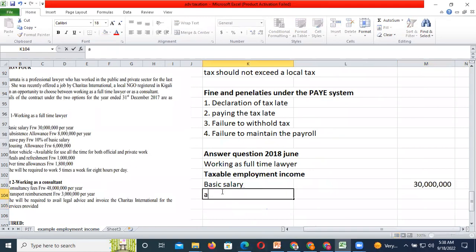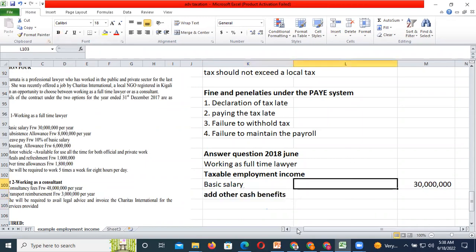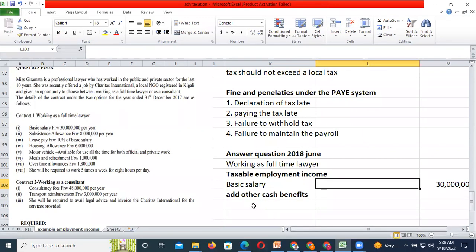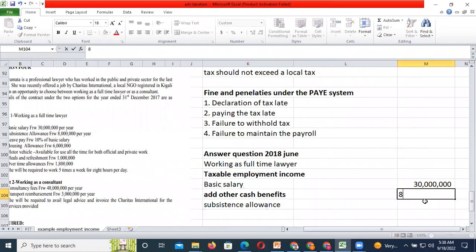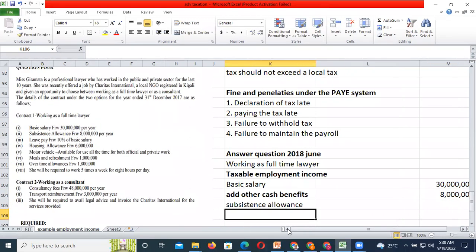Then we add other cash benefits. So for other cash benefits, we have a subsistence allowance, which is also 80 million per year. Then I have a leave pay, which is 10% of basic salary, which is 30 million.